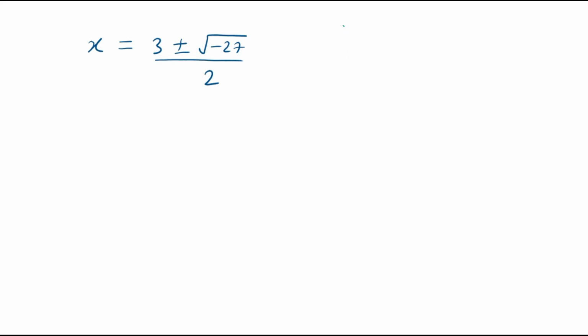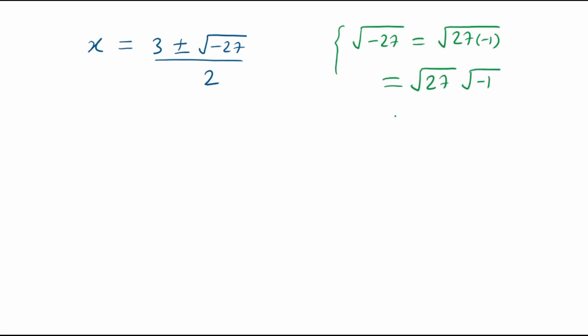We know that the square root of minus 27 is the same as the square root of 27 times minus 1, and this is the same as the square root of 27 times the square root of minus 1. The square root of 27 is the same as the square root of 9 times 3, and the square root of minus 1 is iota. Then this expression is the same as the square root of 9 times the square root of 3 times iota, and the value of the square root of 9 is 3, so it is 3 times square root of 3 iota.